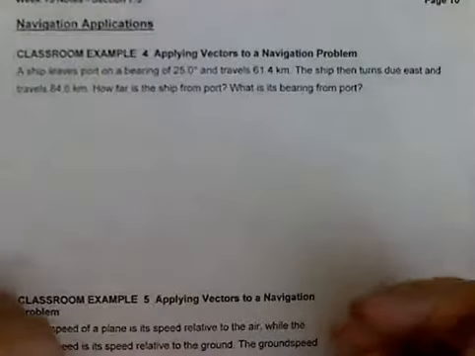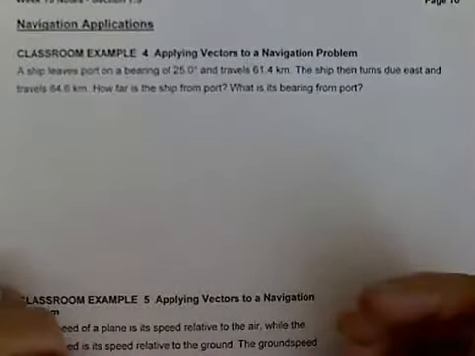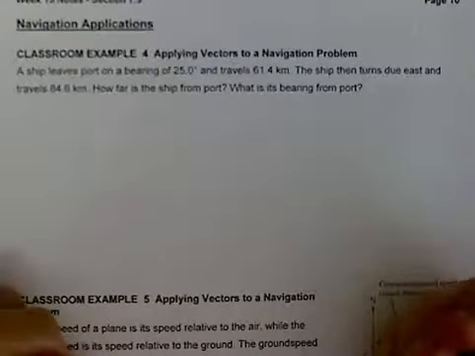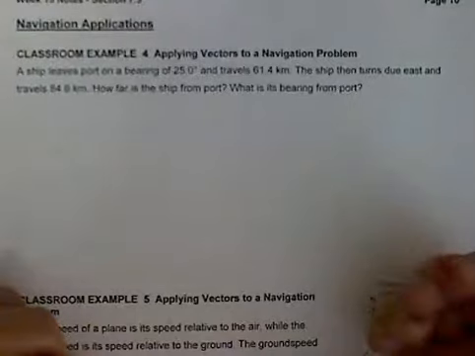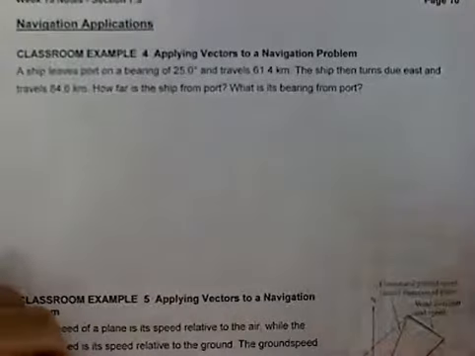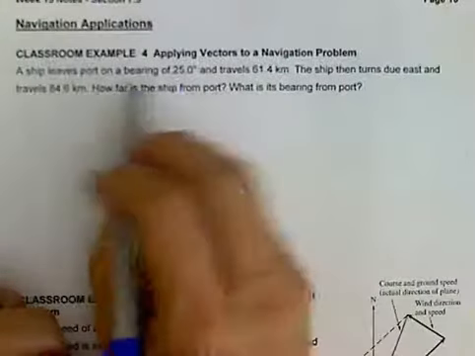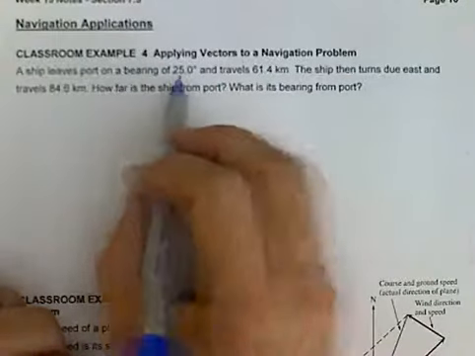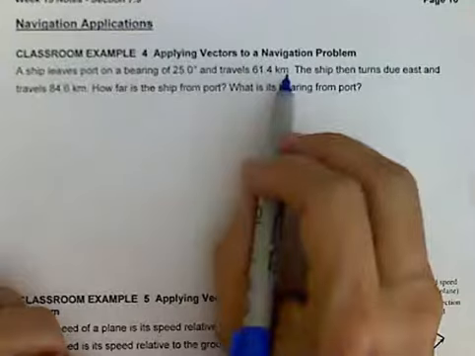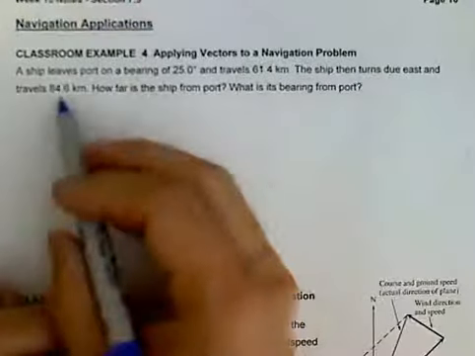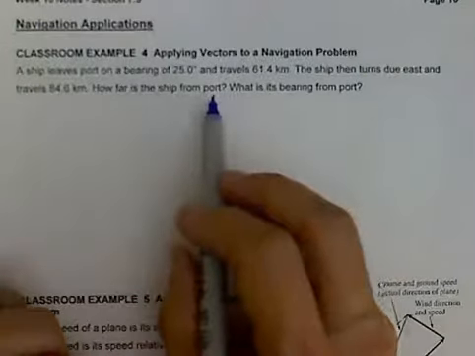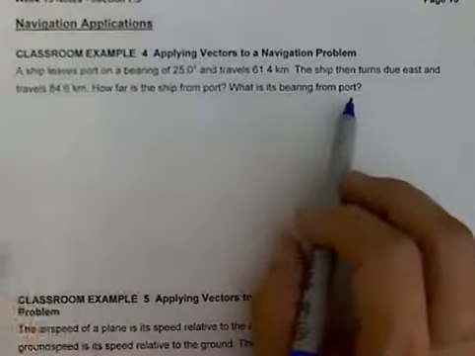We also have more navigation applications with these problems. These are like the problems we did previously that had to do with the law of sines and the law of cosines. Now we're just thinking in terms of vectors. So in this one, the ship leaves port on a bearing of 25 degrees. We know how far it travels, and then it turns due east and travels another 84.6 kilometers. We want to know how far the ship is from port and what its bearing from port is.